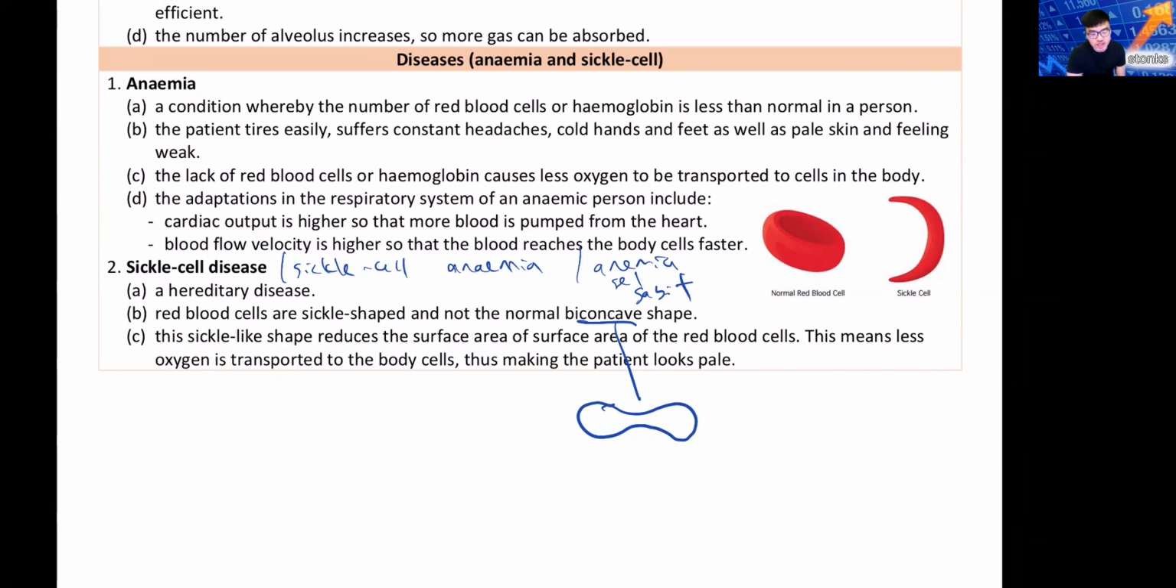Okay, the cells can still carry oxygen. It depends how serious you are. It depends how serious your sickle cell anemia is. If your sickle cell anemia is not that serious, maybe you can still live by.